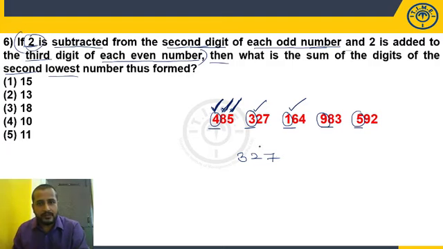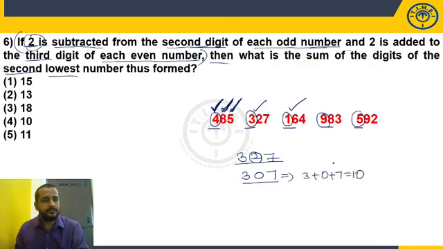Now what is the question asked? If 2 is subtracted from the second digit of each odd number, 327 is the odd number, and from the second digit, 2 has to be subtracted. So subtract 2, and what will I get? 307. Now what is the question asked? What is the sum of the digits of the second lowest number thus formed? It is the second lowest number. So 3 plus 0 plus 7 will be equal to 10.